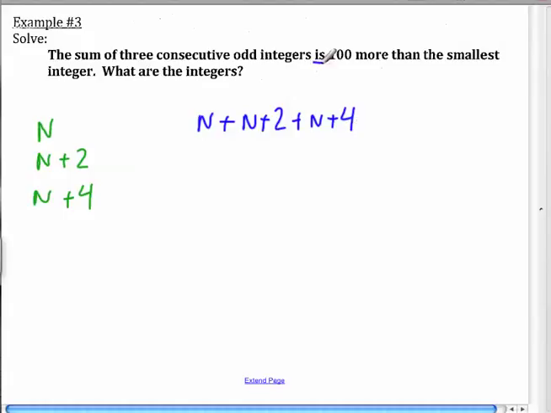And then it says is, so I'm going to put an equal sign. 100 more than the smallest integer. Well, how do I write that, Max? 100 plus n, which is the smallest one. All right, well, now I just need to solve it.